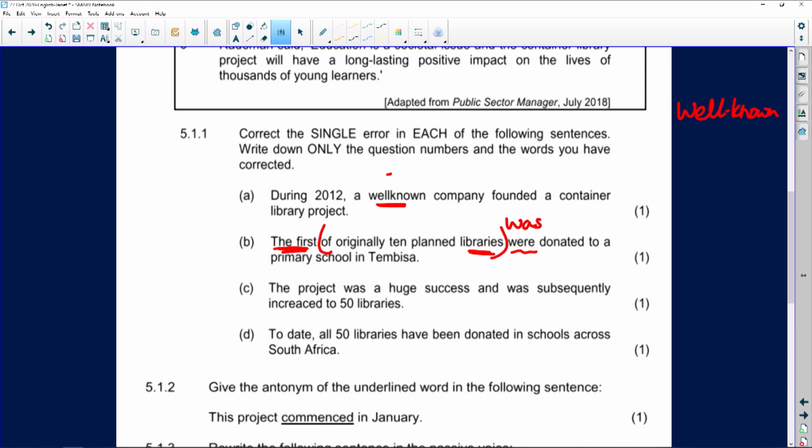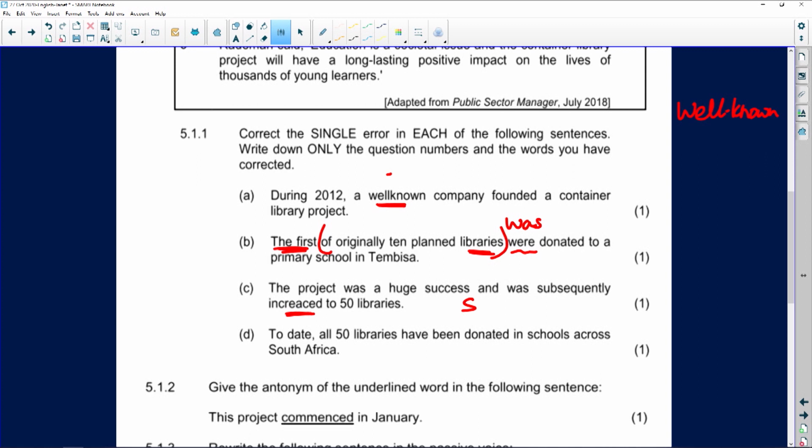Anything? Look at your spelling. So you've got a spelling mistake there. How do you spell increased? With an S. Right. Next one.